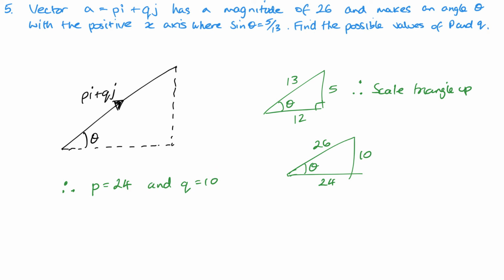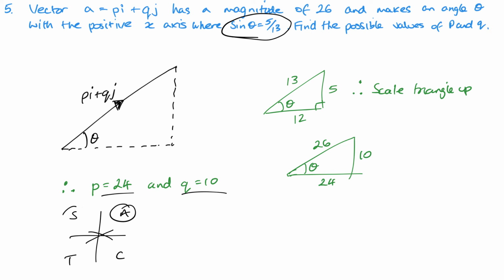However, it's not 100% that simple. We do need to think about our cos. So we know that sine theta was 5/13. So sine is positive here, which is what gives me these values. Sine is also positive in this section.